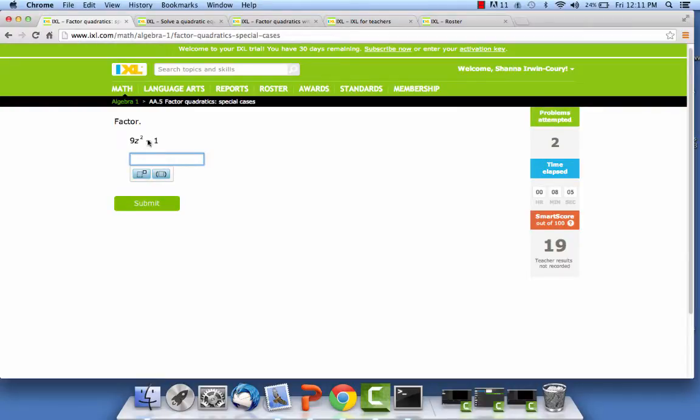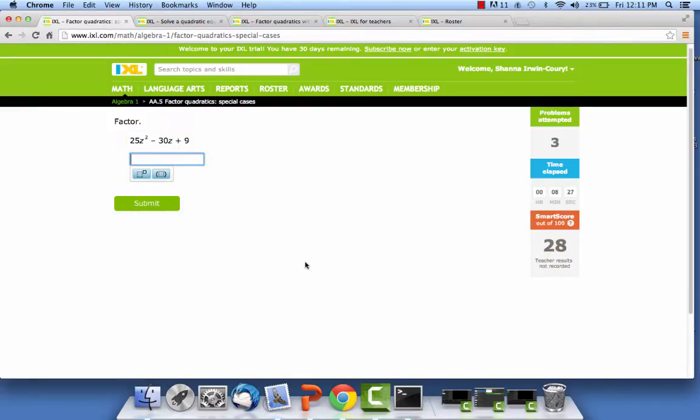This one doesn't have the middle part, so we don't consider a perfect square trinomial. So square root of 9 times the square root of z squared minus the square root of 1, and difference of squares.